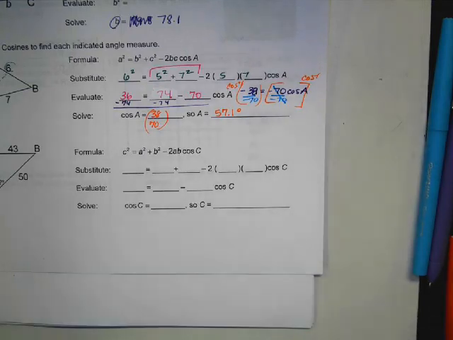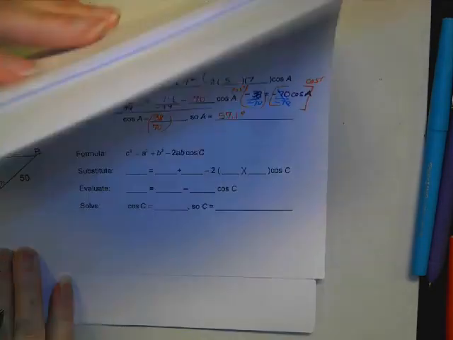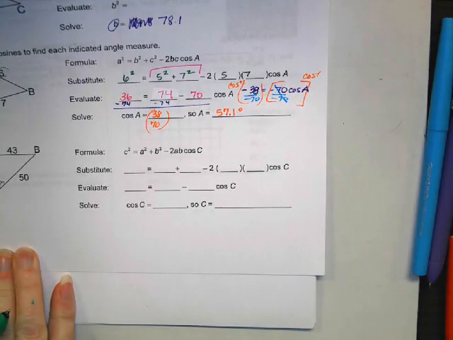Okay, so try number 4. That's a big number. Let's try it. C squared. We don't know C squared, do we? No. Wait, we do. Yeah, they're opposite.